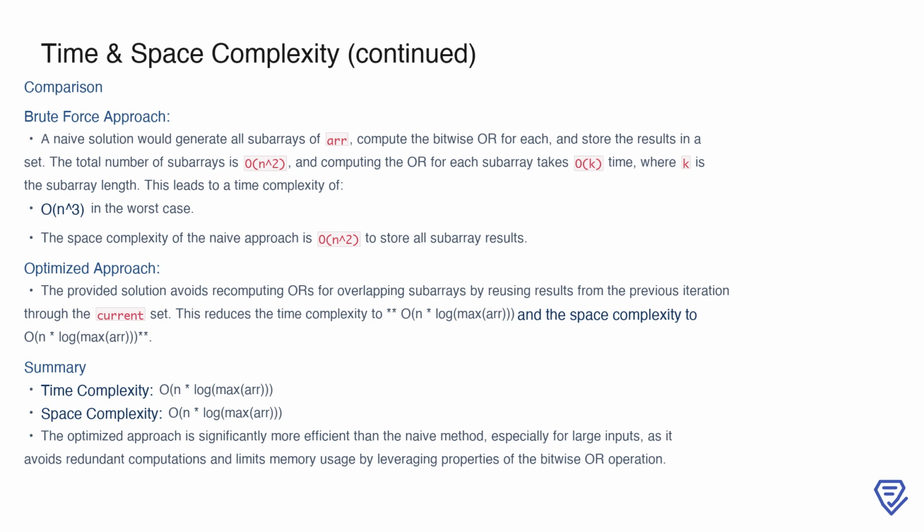In contrast, the optimized solution avoids redundant computations by leveraging the current set to reuse results from overlapping subarrays. This reduces the time complexity to O(n log maxR) and the space complexity to O(n log maxR). These improvements make the optimized approach far more efficient, especially for large inputs, as it minimizes both redundant operations and memory usage while exploiting the properties of bitwise OR.